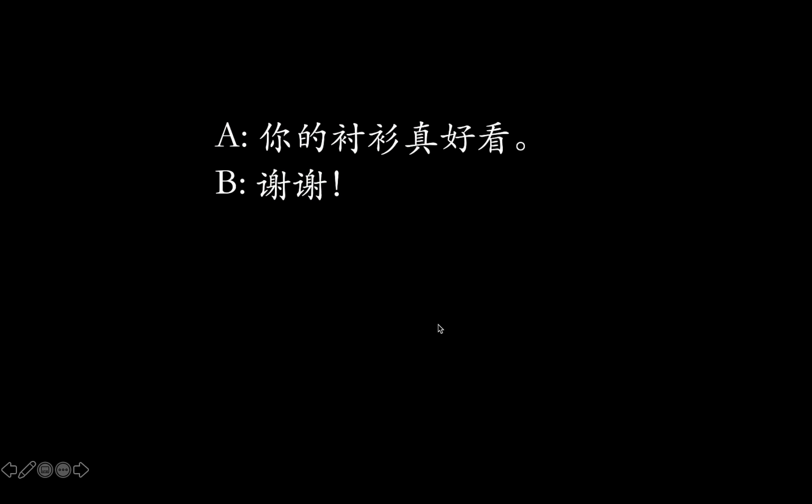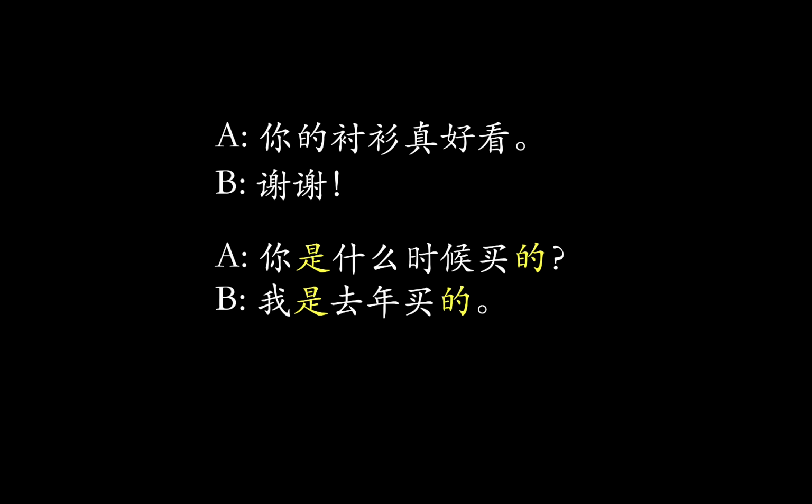Let's look at another example. 你的衬衫真好看. Your shirt is really pretty. 谢谢. So your 衬衫, that means it's yours. You bought it or somebody made it for you, right? So now I want to know when you bought it, the shirt. So that's when I have to use 是什么什么的。你是什么时候买的？什么时候 when, what time? 我是去年买的。I bought it last year.